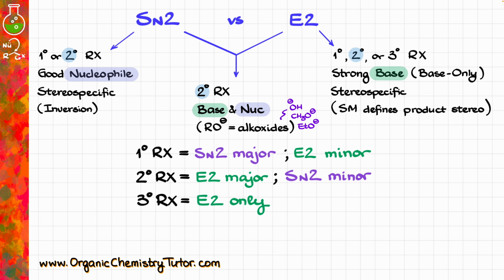And the general rule of thumb here, the general predictive model for these cases, if you like, is that in the case of the primary alkyl halides or primary leaving groups, we are typically going to see the SN2 as the major product. For the secondary alkyl halides or leaving groups, E2 is going to be the major product, although SN2 is still going to be formed as the minor product in many cases. But in the case of the tertiary alkyl halides or leaving groups, the E2 is going to predominantly be the only product that you're going to get.